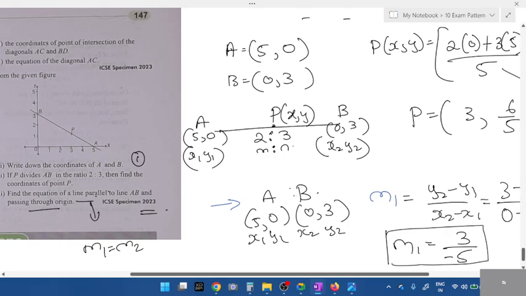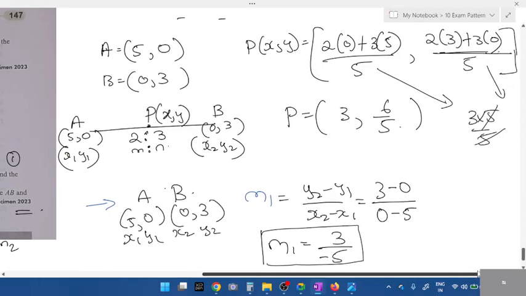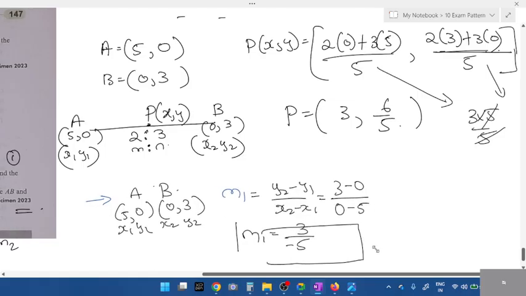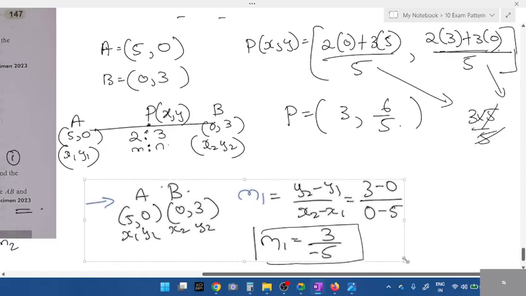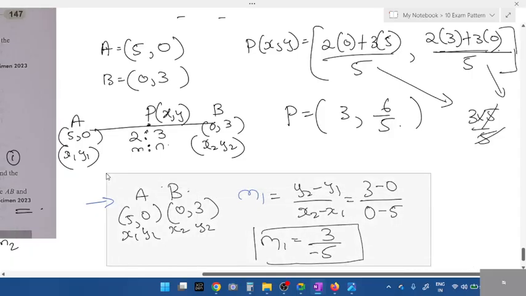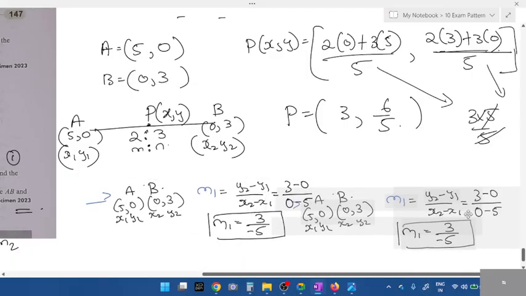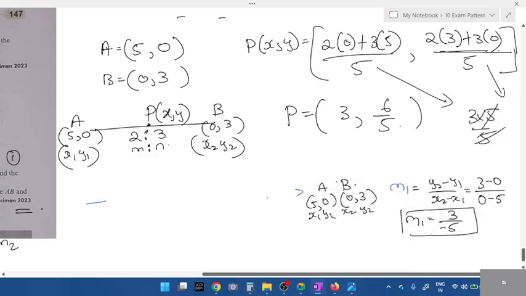I've used line AB. AB has 2 points. From the 2-point formula, I used M1 slope. If it is parallel, what will be M2 value? What is M2? Minus 3 by 5. It is the same, right? If it is parallel, it is the same. 3 by minus 5 is minus 3 by 5. Both are same. So I'll keep this aside. M1 is equal to minus 3 by 5. Just because they are parallel, M2 is also equal to minus 3 by 5.